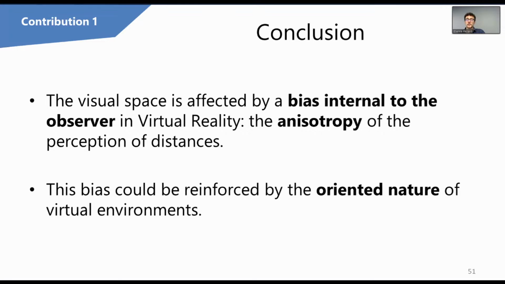A potential explanation for this bias can be related to the head movements. When looking to an object on the side, the observer has to move their head. The movement could increase the effort needed to reach the object and then be responsible for the overestimation of the distance. Moreover, the oriented nature of environments in virtual reality, with objects placed in front and observer seated facing one direction, could increase this bias. Then, this effect should be considered when designing virtual environments and perceptual studies.